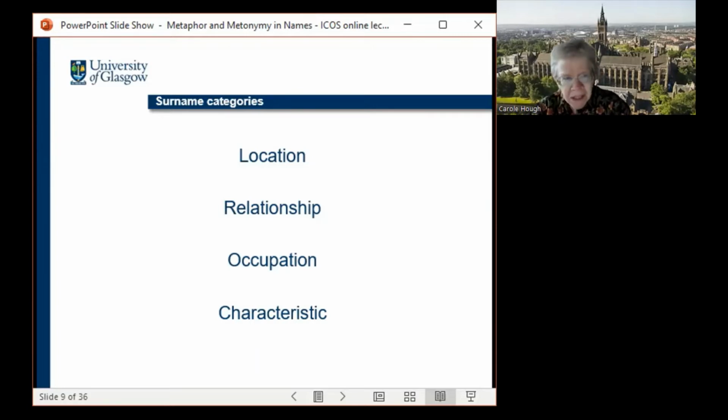The third category, occupation, is most likely to involve metonymy, while the final category, characteristic, is the most likely to involve metaphor. We shall look at metaphor first.